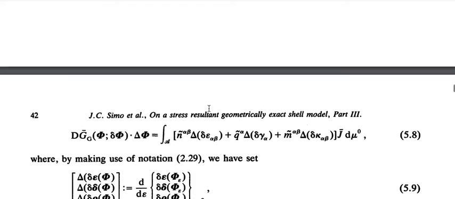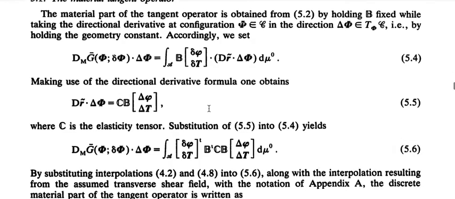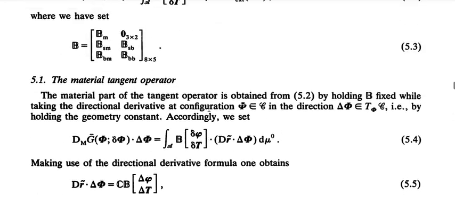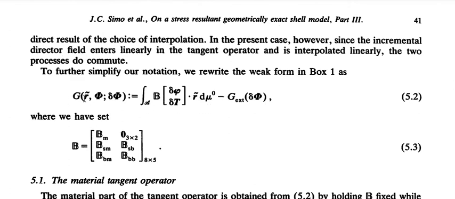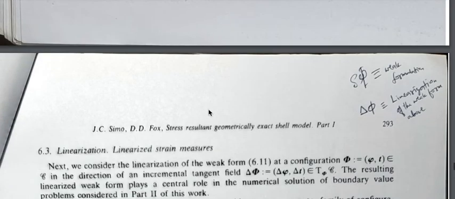Please note that this is the linearization of the variation of the strains, and when we consider the material tangent, we write it like this. By the way, we have first our functional given as over here. It is the same equation which is given in 6.11.